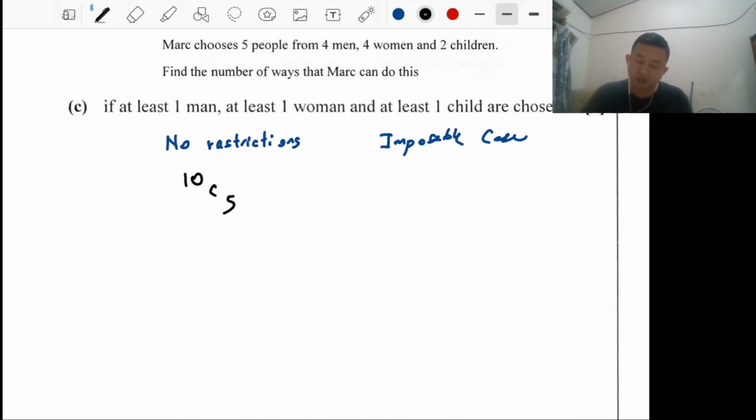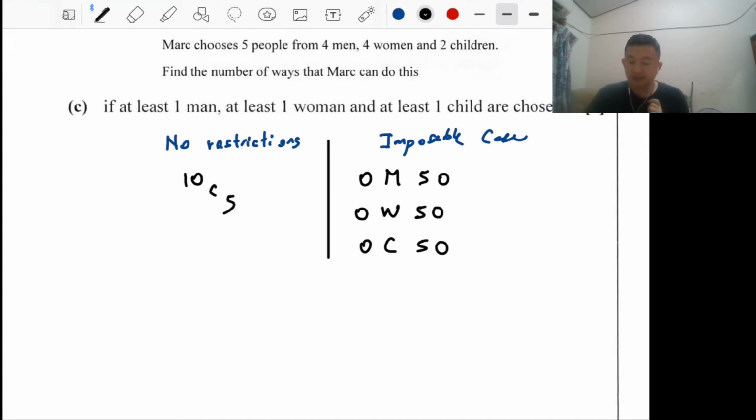Impossible case, we think of no man first. Okay, what happened if there's no man? If 0 man, then you need how many others? 5 others. If it's 0 woman, then you need 5 others. Same. You have 0 child, you need 5 others.